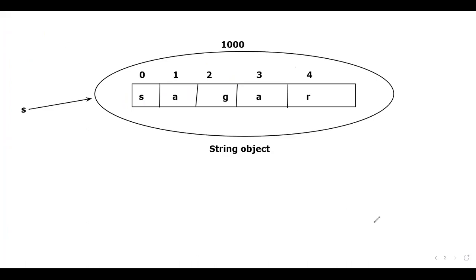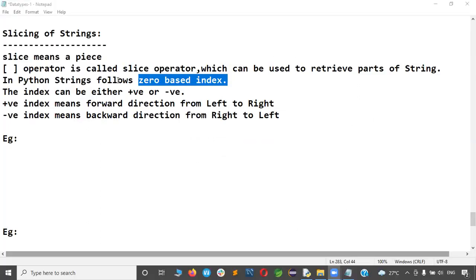Along with that, the index can be either positive or negative. This is the craziest thing about Python. In other languages, only positive indexing will be there. In Python, you have positive index, and along with that you have negative index. What do I mean by that? Positive index means forward direction from left to right, 0, 1, 2, 3, 4, 5, and so on.